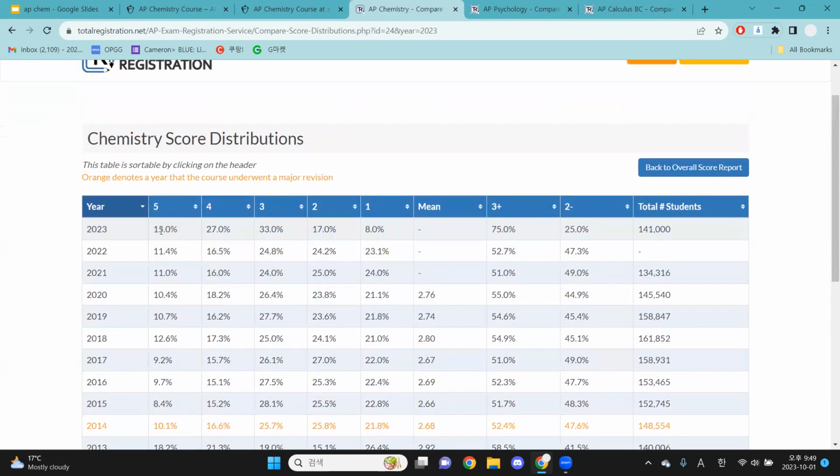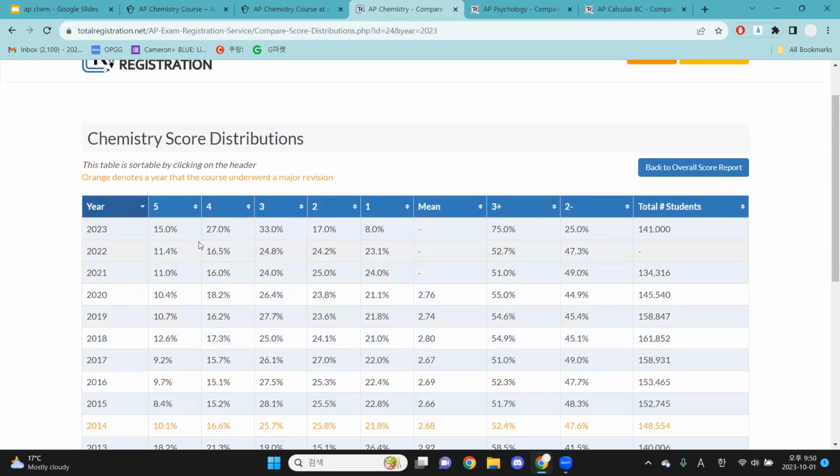So for the score distribution, this is the most recent one. The 5 is around 15%, and these are the 4s, 3s, 2s, and 1s. So 50% is obviously pretty reasonable, yet difficult. But the thing is, this 15% is like an inflated value from last year's exam, because in the previous years the percentages were a lot lower. So if you look at 2022, 2021, they're around 11%. In the previous years, 10%, 10%.